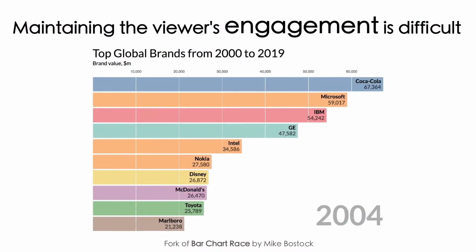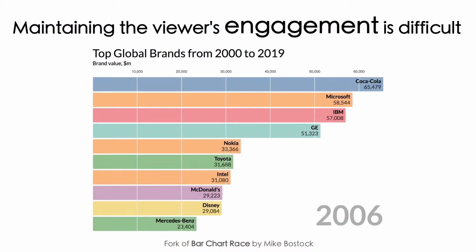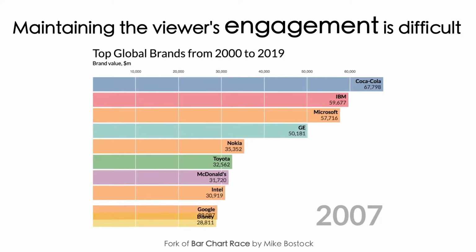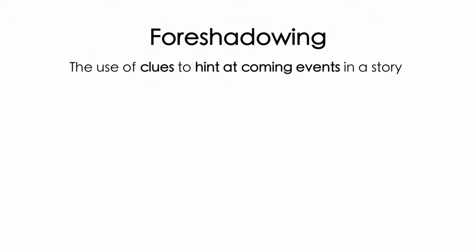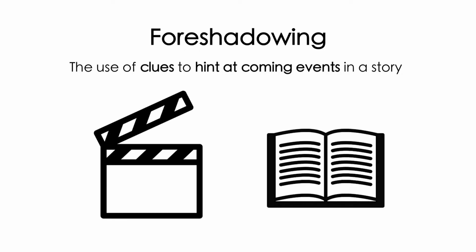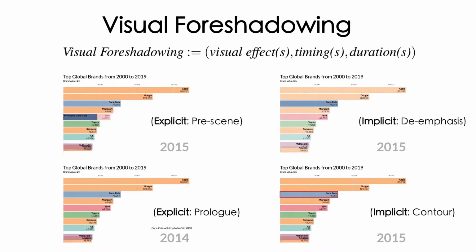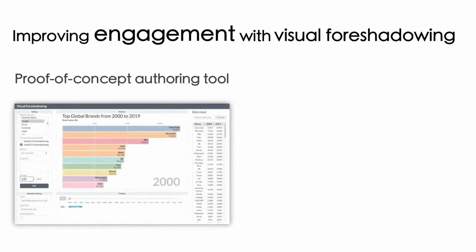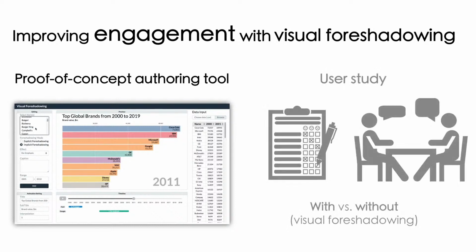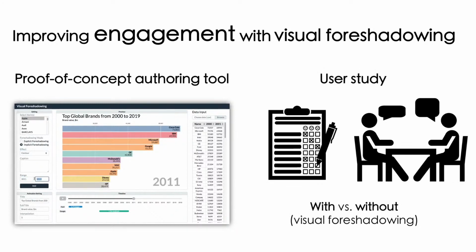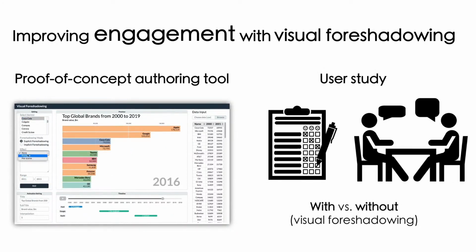A general audience is likely to become distracted during the ever-changing animated visualization and reluctant to consume the entire animation. Informed by the role of foreshadowing that builds expectation in film and literature, we formulate and apply visual foreshadowing on animated bar charts to improve their engagement. In addition, we implement a proof-of-concept authoring tool and conduct a user study to learn the efficacy of engagement enhancement of our approach.